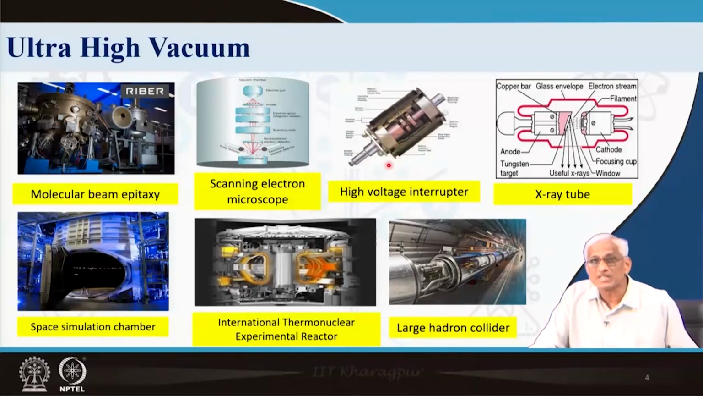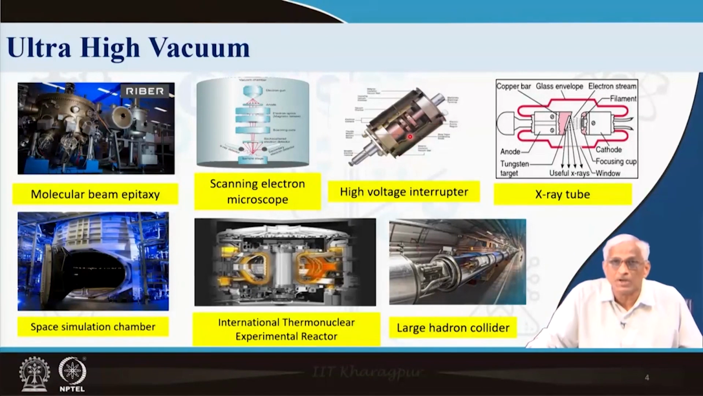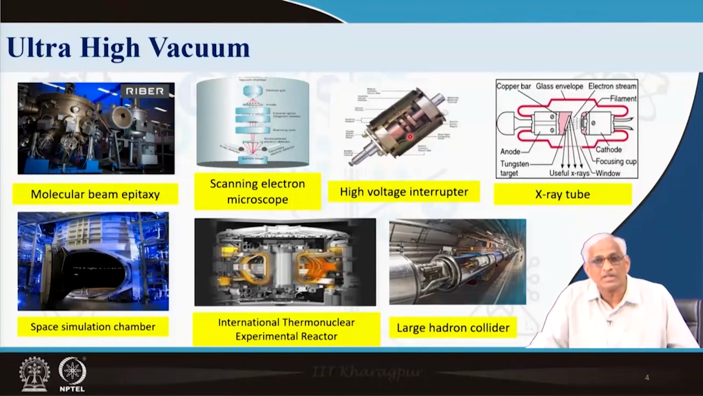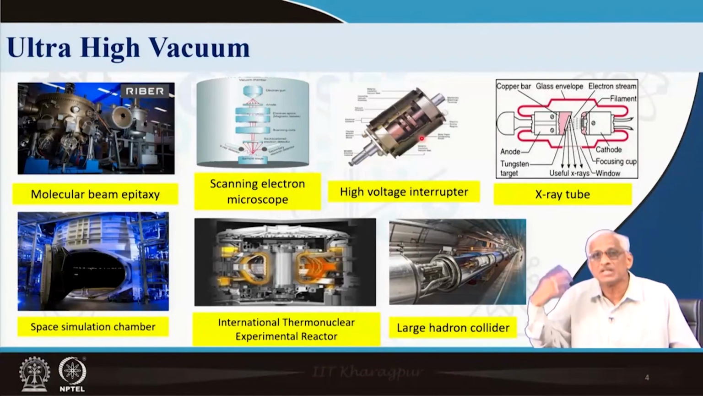Interrupter I have already discussed. This is high voltage interrupter in electrical engineering application. Very good vacuum interrupters are being developed even in our India and also in abroad. Lots and lots of new developments are going on in these high voltage interrupters. The ratings are increasing, still higher voltage, 1000 kV, still higher currents, 10 kiloamperes like that.